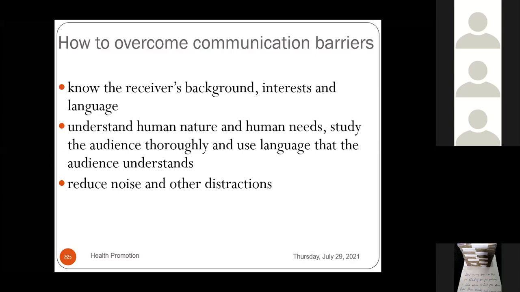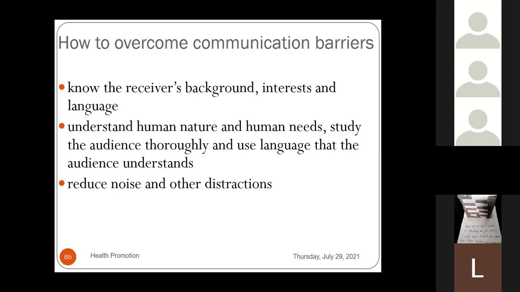Human nature needs. Study the audience thoroughly and use language that the audience understand. Try to understand human nature. If you don't understand human nature, you'll not be able to deal with them. So try and understand how human beings behave. The human needs. Study your audience also thoroughly and use languages that audience understand.